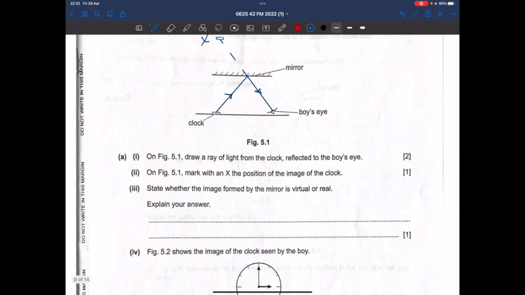State whether the image formed by the mirror is virtual or real. I'm going to write it virtual. The reason behind that, because as you see here, it's formed by extension of rays, not real rays.